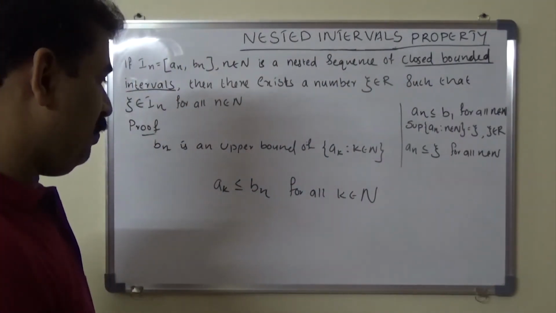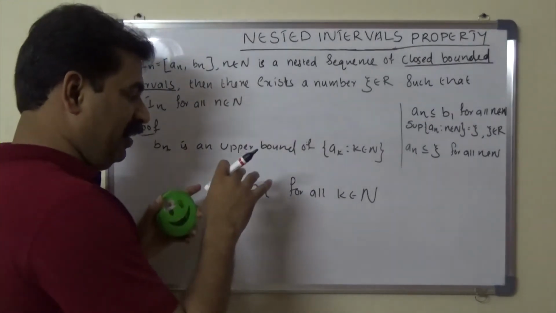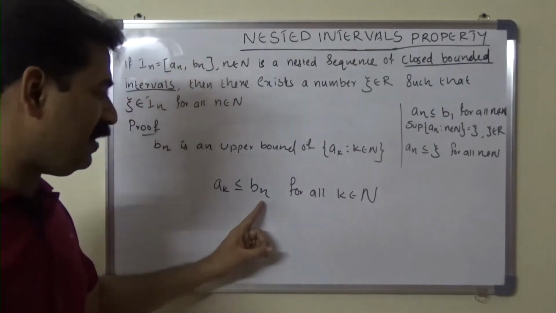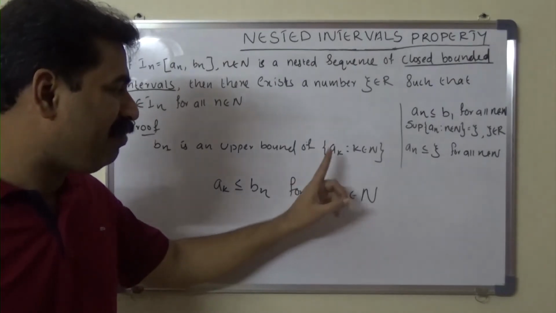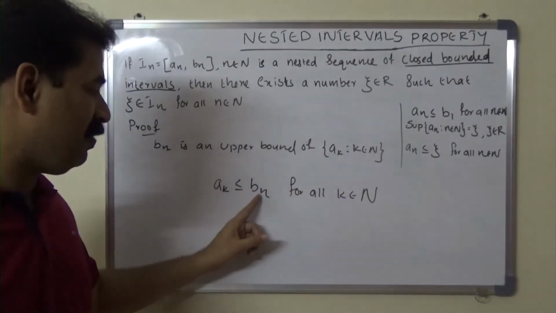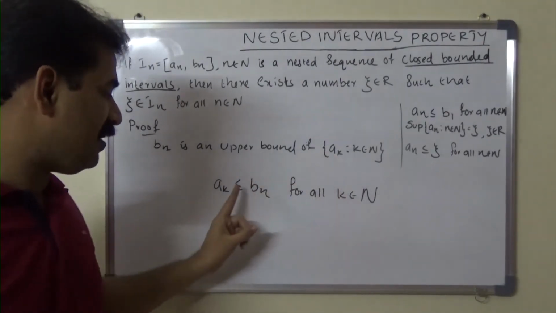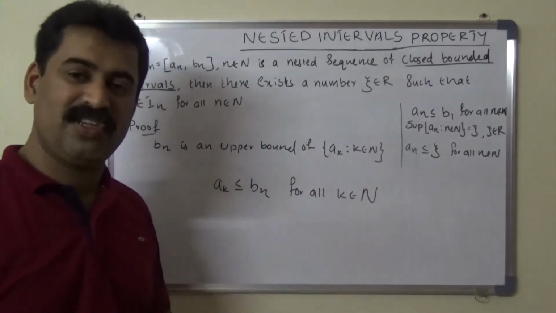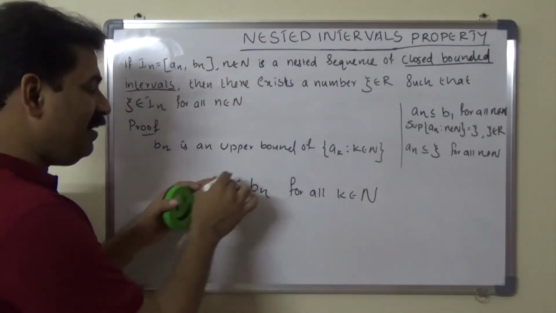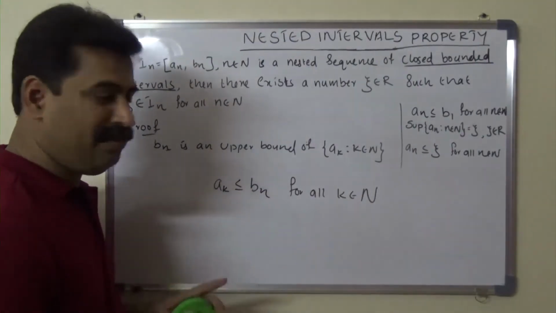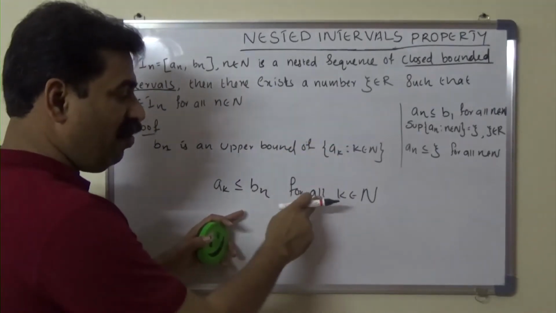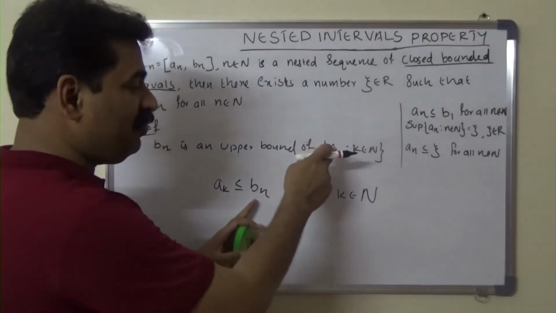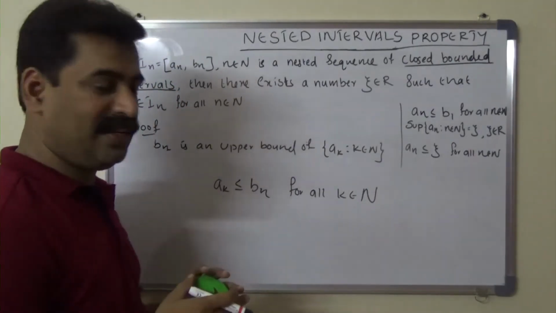A_k is less than or equal to B_n. In this case, we can say that B_n is an upper bound of this collection, because every element in this collection is less than or equal to B_n. So B_n is an upper bound of the set of all A_k such that k belongs to N. By the definition of an upper bound, B_n is an upper bound of the set of all A_k such that k belongs to N.